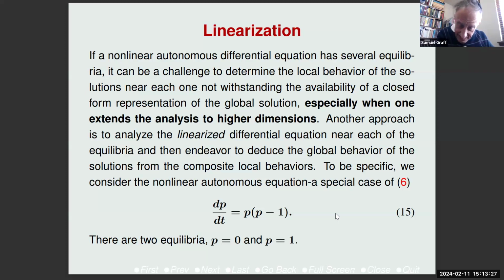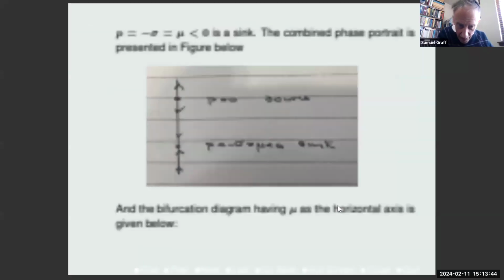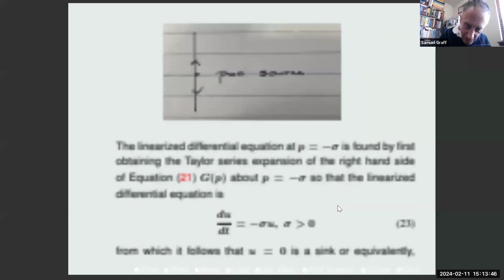And so instead of looking at the more complicated population growth model, I say, let's consider a very simple equation, dP/dt equals P times (P minus 1), where there are two obvious equilibria, P equals 0 and P equals 1. It was a little too much. Sorry there.